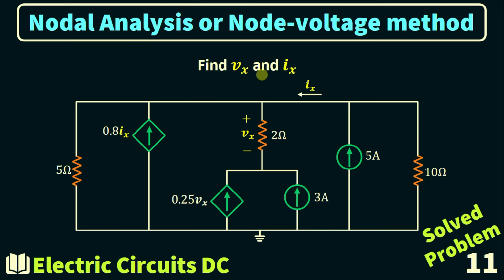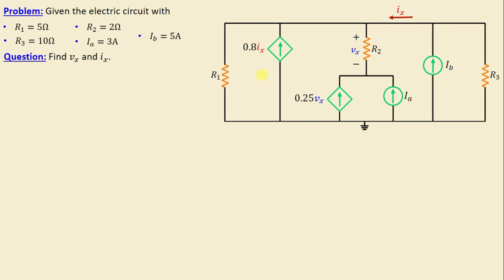Solve the problem number 11. Let's consider this network consisting of three resistors labeled R1 through R3 as well as two independent current sources IA and IB. Additionally, we can observe the presence of dependent sources, especially a current-controlled current source and a voltage-controlled current source. The question now is to find the voltage Vx across the resistor R2 and the current Ix. Let's move on to the solution.